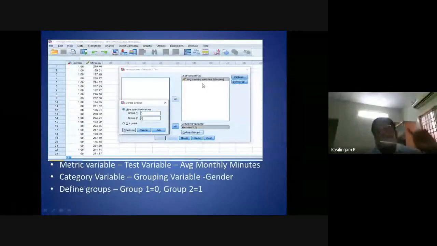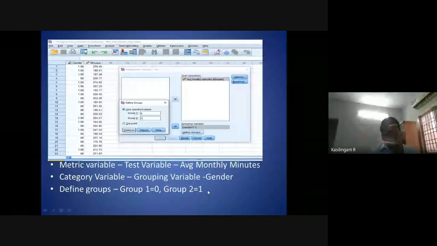The metric variable you have to put as the test variable. In ANOVA also, the metric variable you have to put on top, because it will try to find the mean for the top variable. So the metric variable, otherwise called the test variable, here is average monthly minutes. The categorical variable, otherwise called the grouping variable, here is gender. In Define Groups, I put group 1 equal to 0 and group 2 as 1. That is what I put.